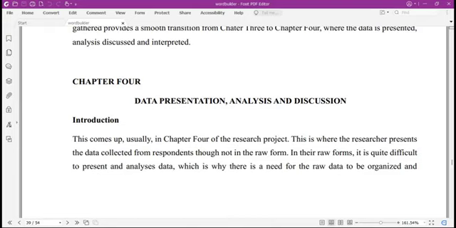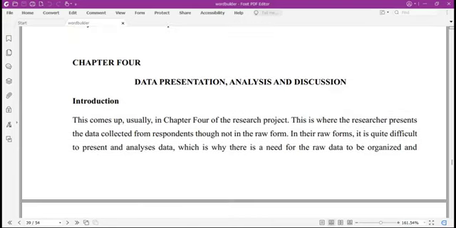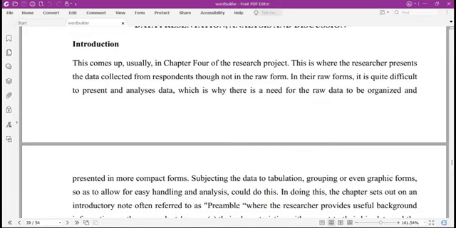This person, Mr. A, said so things, filled your form in this way. Mr. B did this, Mr. C did this. For all your respondents, you know you're going to have a lot of respondents. And by the time you bring them all together, you cannot analyze that data in that form. So you have to put it in order. In the raw form, it is quite difficult to present and analyze data, which is why there is a need for the raw data to be organized and presented in a more compact form. So you have to organize it first. Gather all your data together, organize them and present them very well.